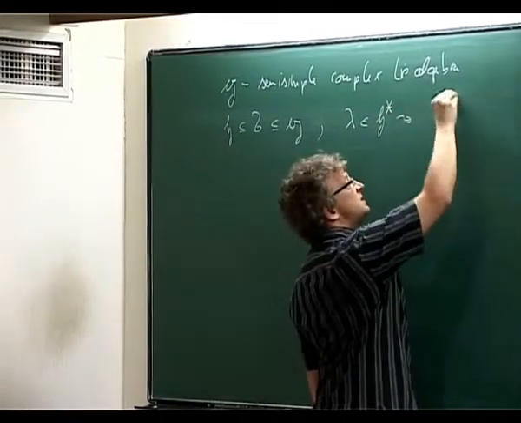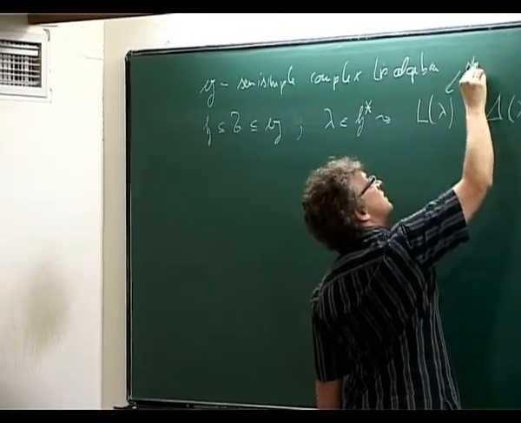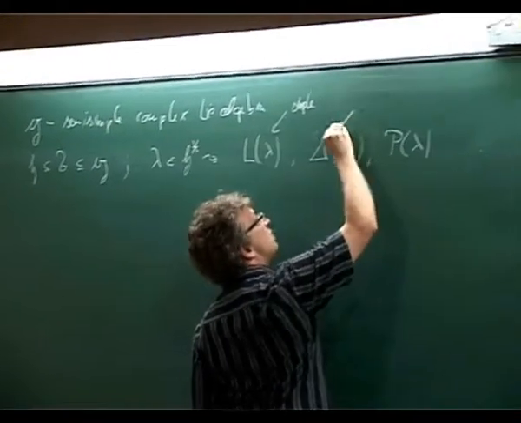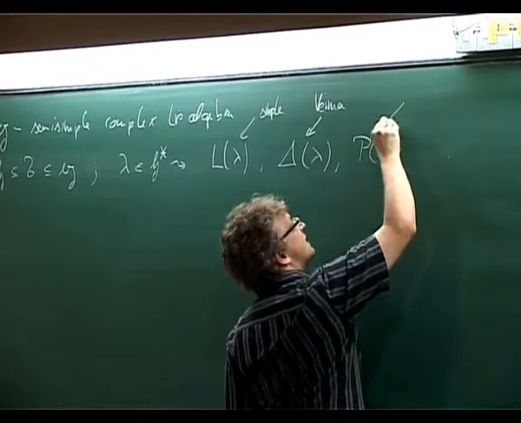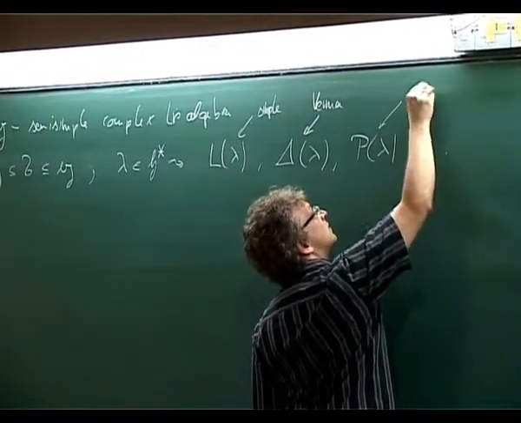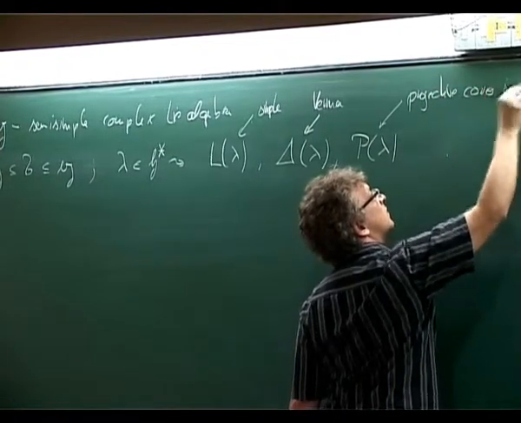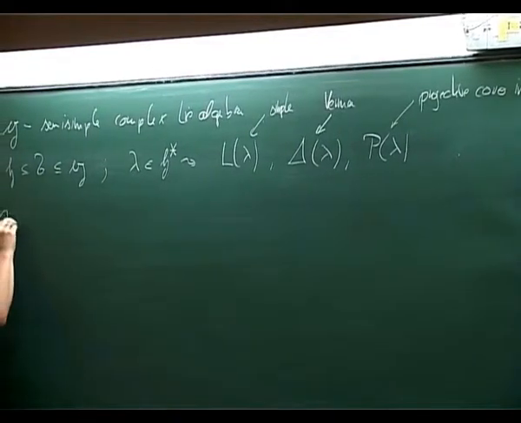So first there is L lambda. This is simple. Then there is simple with highest weight lambda. This is the Verma module, and this is the projective cover, in O.